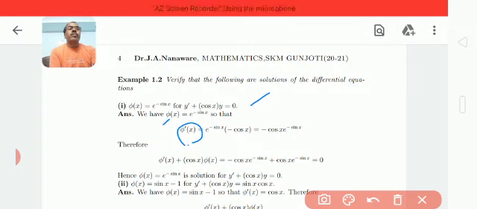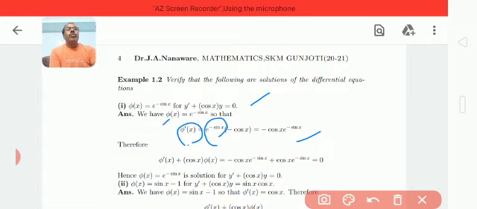Derivative of exponential function is e to the power minus sin x. Derivative of exponential function is the exponential function into derivative of exponent. So here exponent is minus sin of x. So what is the derivative of minus sin of x? Derivative of sin x is cosine x. So its derivative is minus cosine x. But what is e to the power minus sin x? That is the given function phi. So we can write in this way. So this is the first derivative.